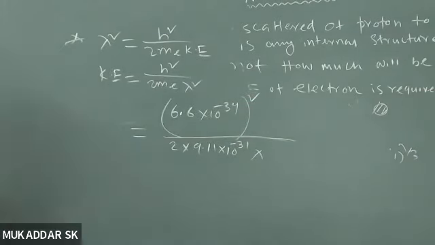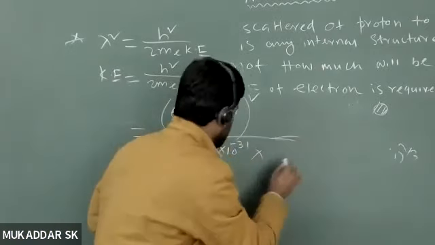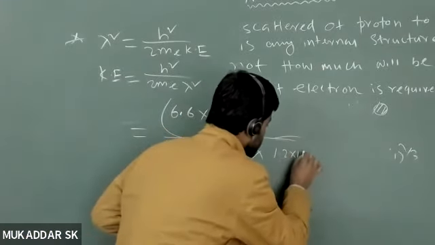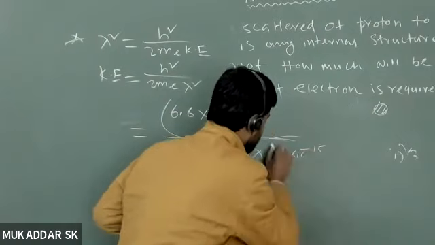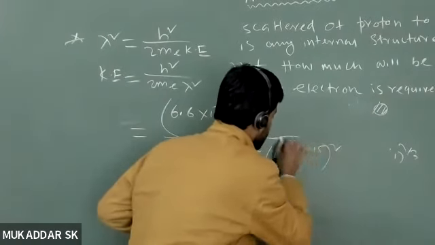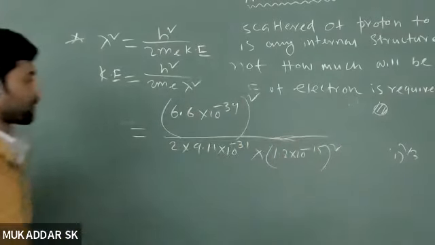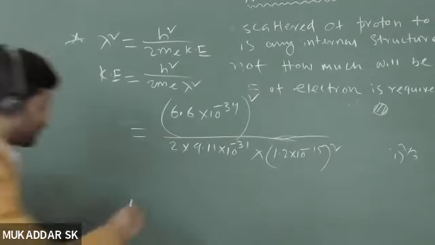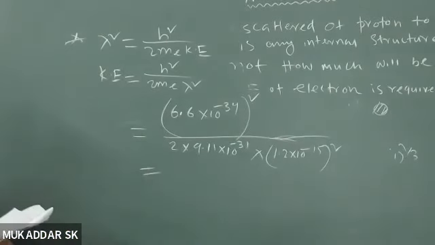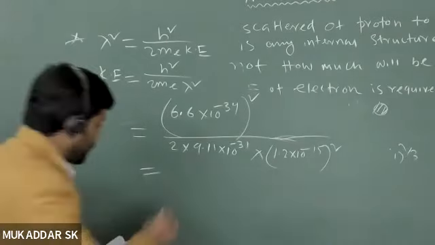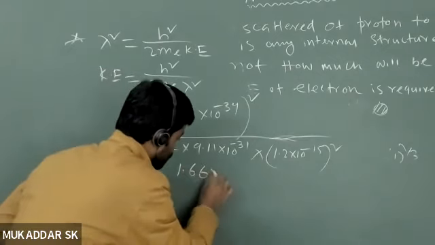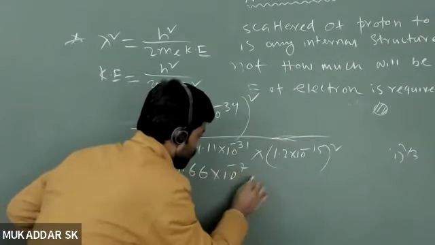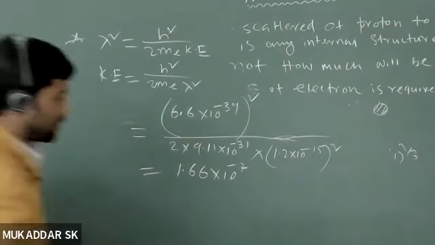So 1.2 into 10 to the power minus 15, right? And of course there will be square. Is this clear? So if you solve this, basically you will get 1.66 into 10 to the power minus 7. Of course that unit will be what here? It will be in joule.